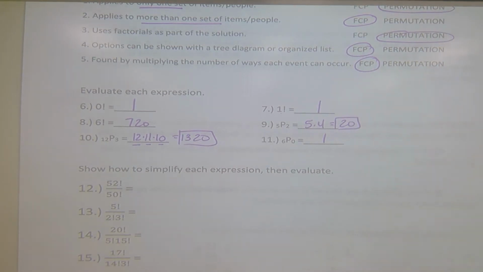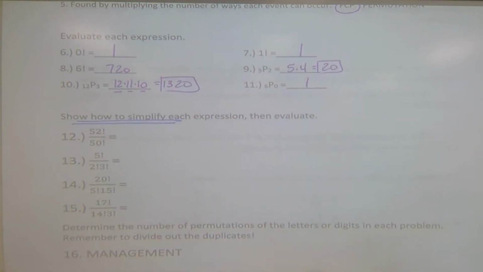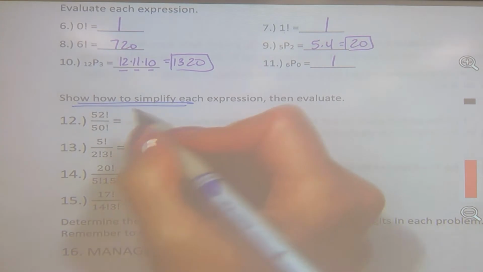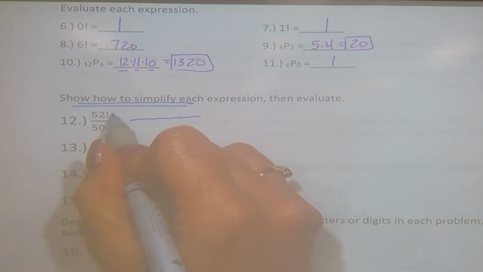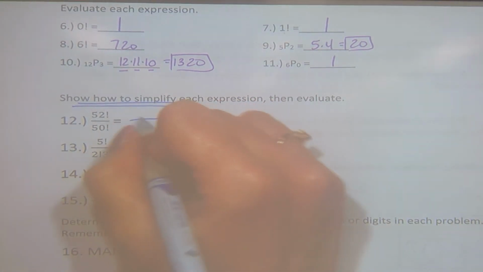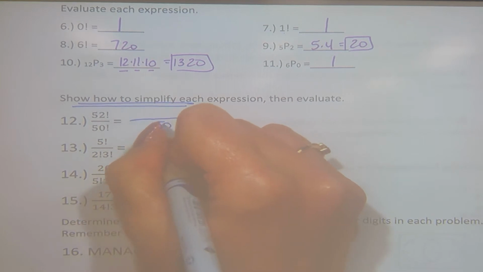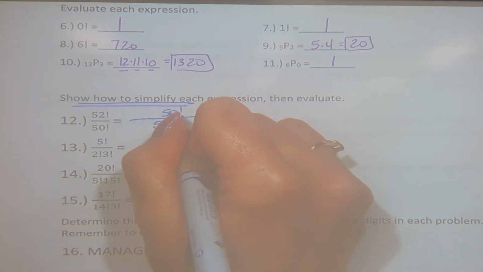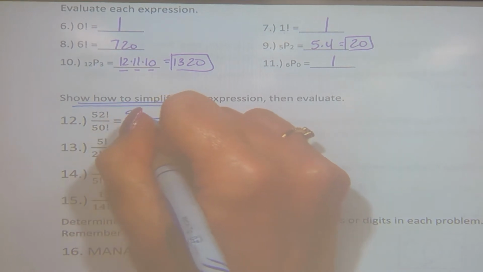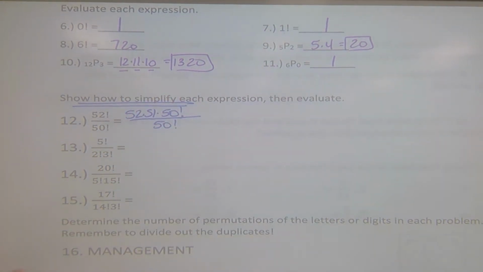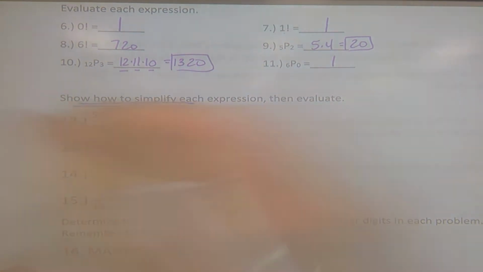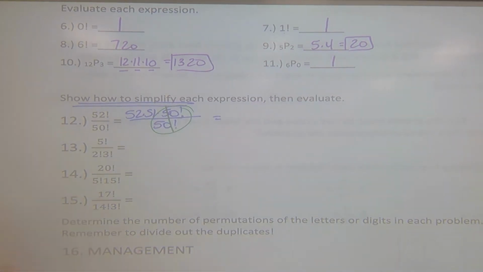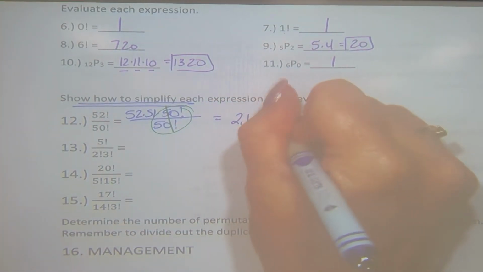Okay, 12 through 15 says to show how to simplify and then evaluate. So we're first going to simplify and then we're going to work out an answer. Remember how we reduced to see what we can cancel out? Well, we've got 52 factorial in the numerator and 50 factorial in the denominator. I'm going to stop at that 50 factorial. It is going to cancel, but I've got to start at 52. So I say 52 times 51 times 50 factorial. The 50 factorials cancel out, and I'm left with 52 times 51, which I pull out my calculator and discover is 2,652.